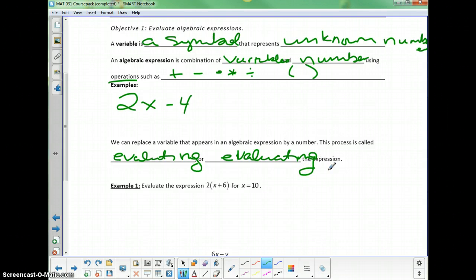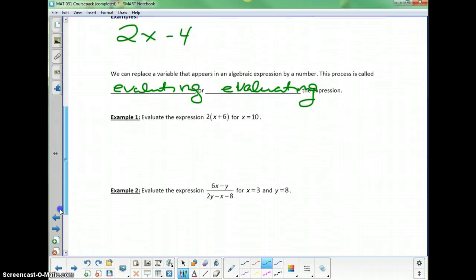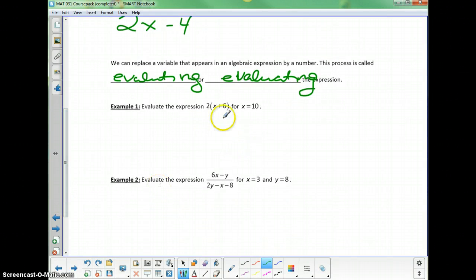Okay, my handwriting looks awful today. In the first example right here, we want to evaluate this expression for x equals 10. So, like the definition said above, to evaluate means to replace the variable with the number. So to evaluate this one, I'm going to write 2, and I'm going to replace that x with a 10. So 2 times 10 plus 6. And we're just going to use order of operations to simplify and evaluate that.